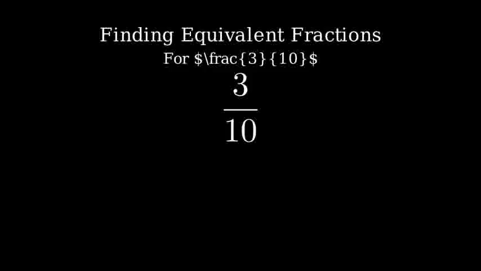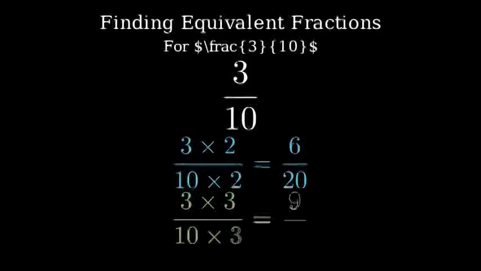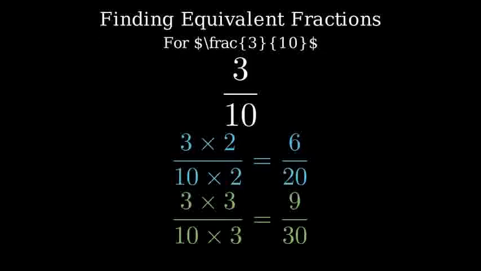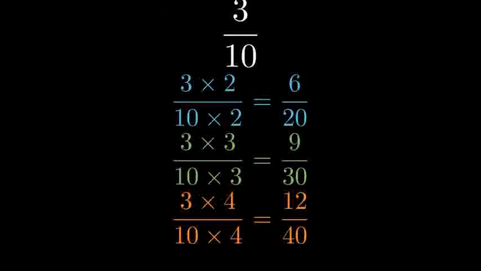Let's find some equivalent fractions by multiplying both the numerator and the denominator by different numbers. We'll start by multiplying both by 2. So 3 times 2 over 10 times 2 gives us 6 over 20. Let's try with 3. 3 times 3 over 10 times 3 results in a new equivalent fraction. And lastly, let's try multiplying by 4. Each time, the fractions are different, but still represent the same quantity in a simplified form.